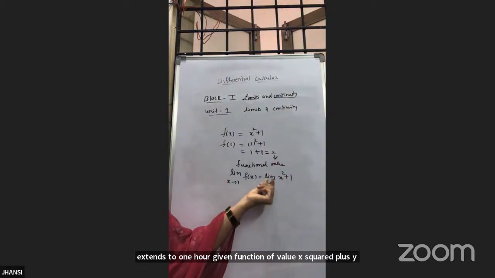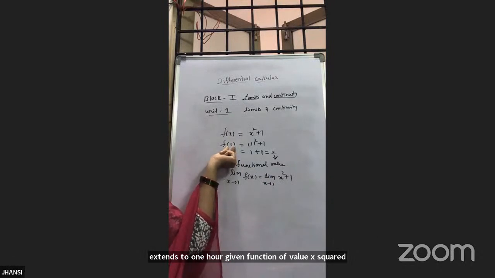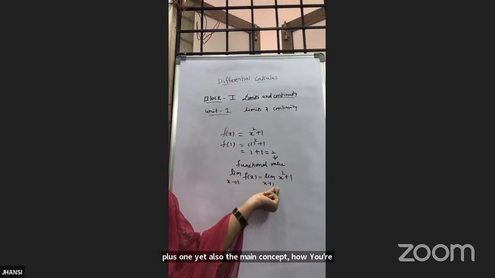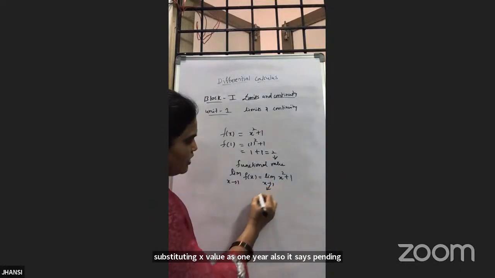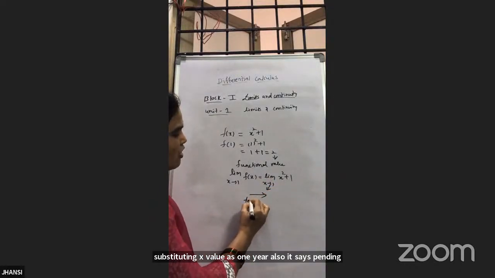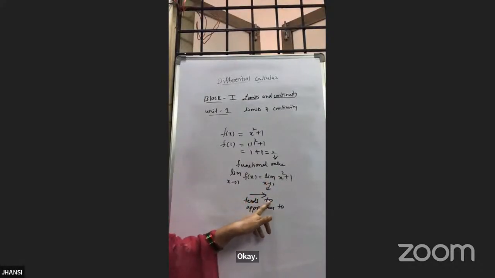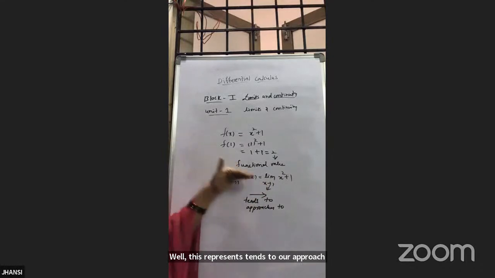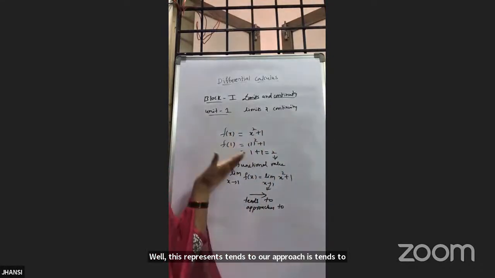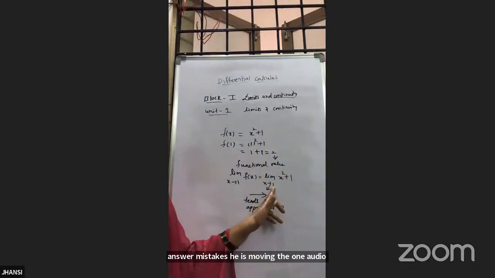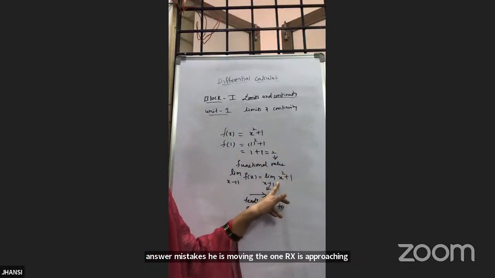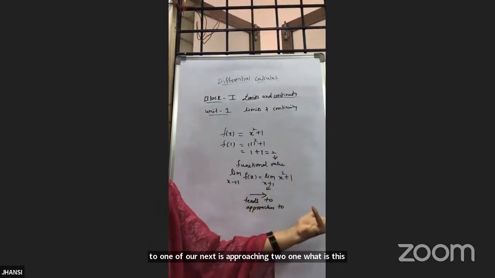Okay. Here also the main concept is how you are substituting the x value as 1. Here also x is tending to 1. This symbol is there, no? Like this arrow mark. It is called tends to or approaches. So this represents tends to or approaches. Tends to 1 means x is moving to 1, or x is approaching 1. So when x is approaching 1, what is this value? f of x, x square plus 1, is approaching which value? That is the main concept of it.